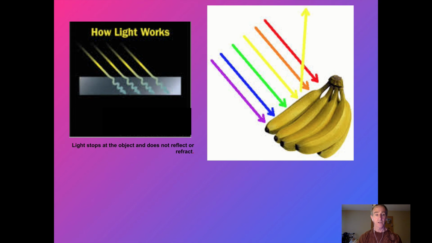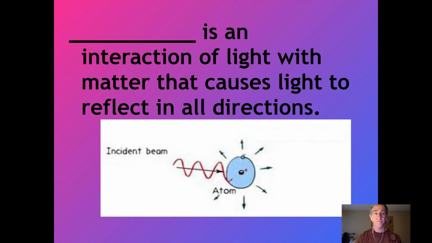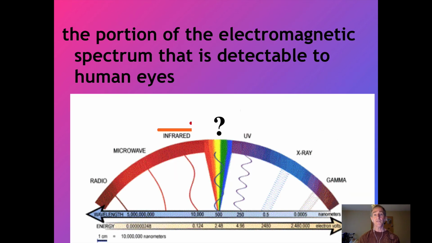How light works. Light stops at the object and does not reflect or refract. That's absorption. Here the banana is reflecting the yellow light, but it absorbs the other colors. Blank is an interaction of light with matter that causes light to reflect in all directions. Scattering is an interaction of light with matter that causes light to reflect in all directions. The portion of the electromagnetic spectrum that is detectable to the human eyes is visible light.